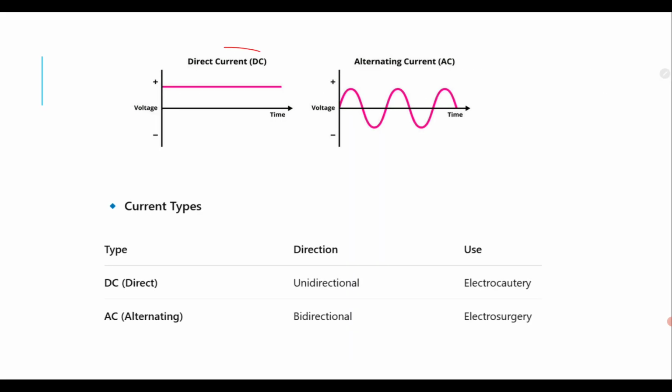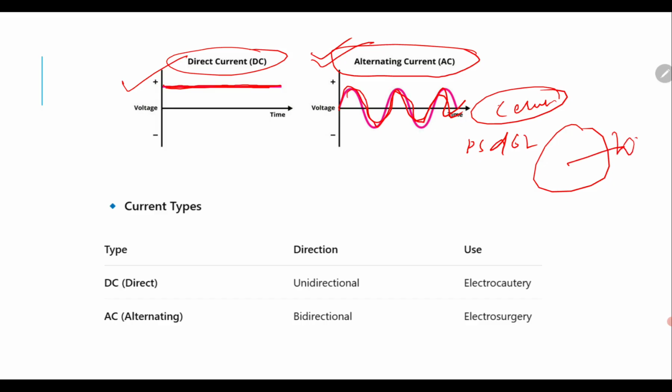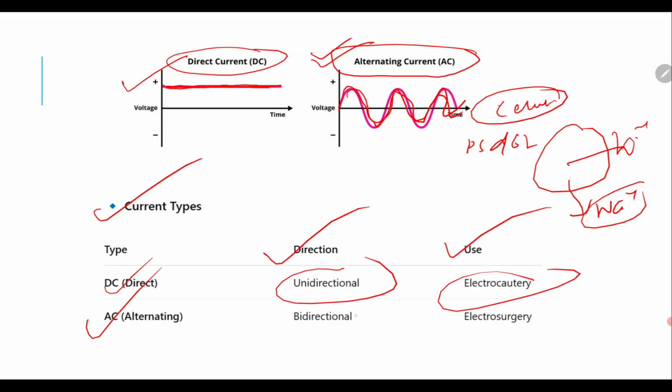So here is the direct current. Electrocautery uses direct current, which is continuous, with the same voltage and no oscillation. In electrosurgery, with the alternating current, the voltage goes up and down and an oscillating wave comes out, which causes the cells to oscillate, with diffusion of sodium and potassium ions into the cells. That increases the frequency and causes changes in the tissue effect. So direct current is unidirectional and is used in electrocautery. Alternating current is bidirectional, and it is electrosurgery.